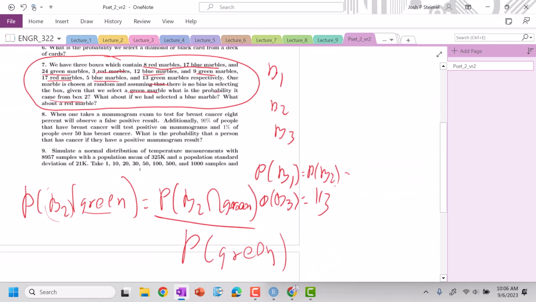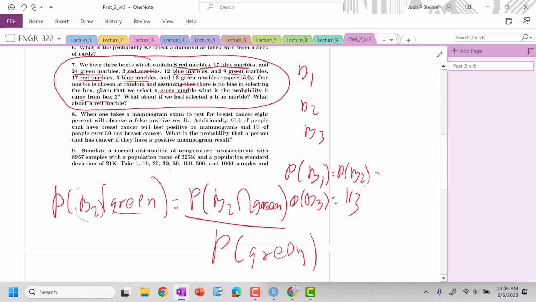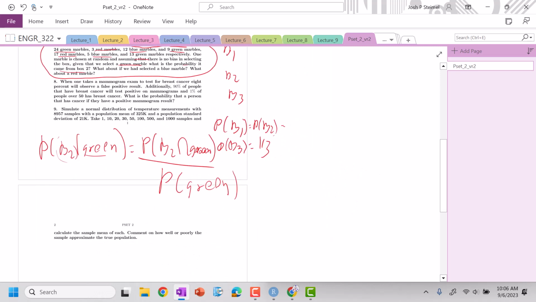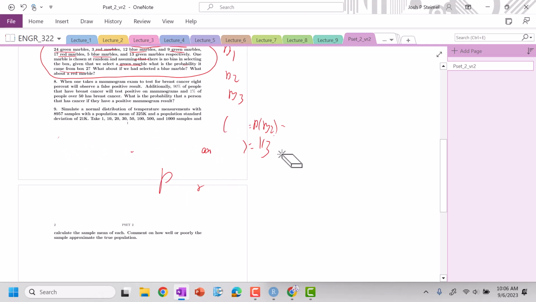All right, let's go to the next problem. We now have a question: if you take a mammogram for breast cancer, 8% will observe a false positive result. 90% of the people that have breast cancer will test positive on mammograms, and 1% of people over 50 have breast cancer. What is the probability that a person has cancer if they have a positive mammogram result? This is a problem where we're going to have to invoke Bayes' theorem.